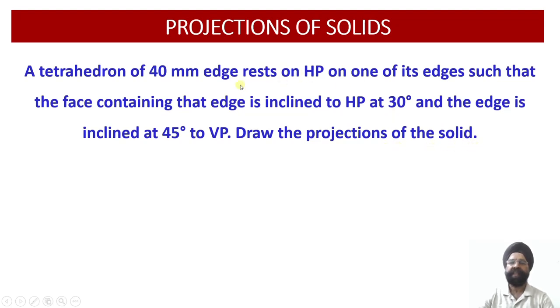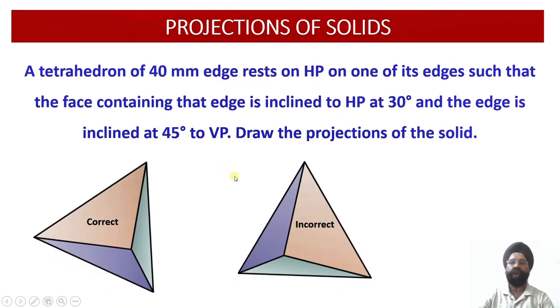Since this tetrahedron solid rests on the horizontal plane on one of its edges, and the first inclination of the tetrahedron is with respect to the horizontal plane, that is at an angle of 30 degrees, initially we are going to assume that the top view will provide us with the true shape of the base of this tetrahedron. On the horizontal plane in the top view we are going to obtain this triangular representation of the base, and this projection will be drawn below the XY reference line.